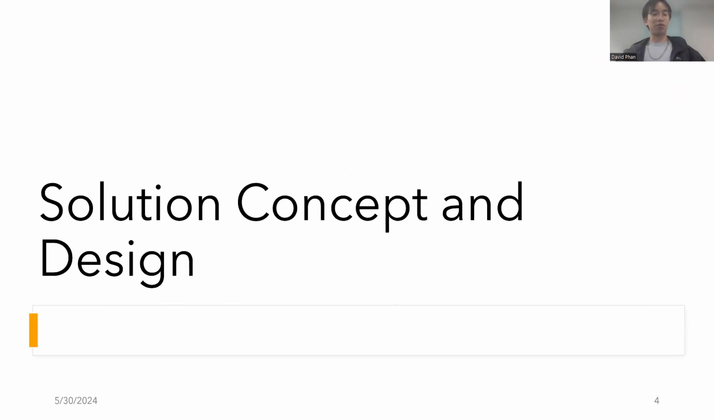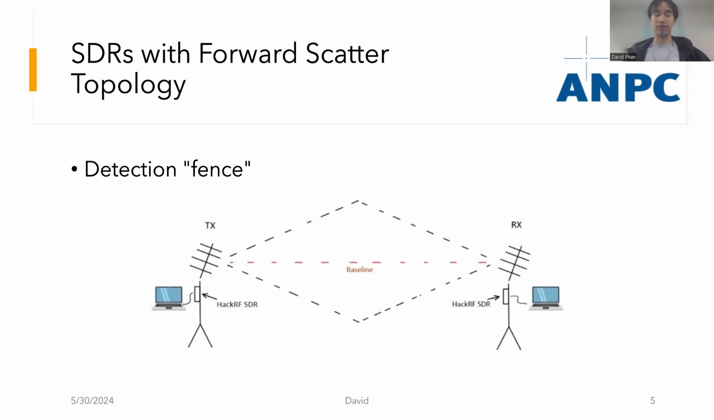So going forward, we can start talking about our solution concept and design here. Our design was to use software-defined radios, or SDRs, with a forward scatter topology. With this topology, we have more of a detection fence rather than the traditional omnidirectional radar that you typically think of. Here we have a transmitter and receiver that each have a HackRF SDR, as well as a laptop connected to them. And from there, any object that passes through that baseline, which is the line right between the transmitter and receiver, you'll be able to detect, and also extract information such as velocity.